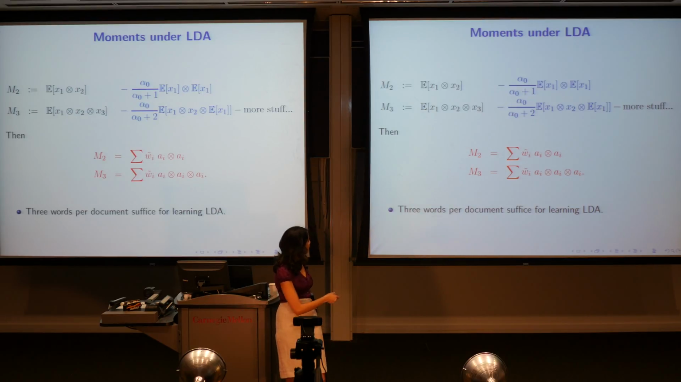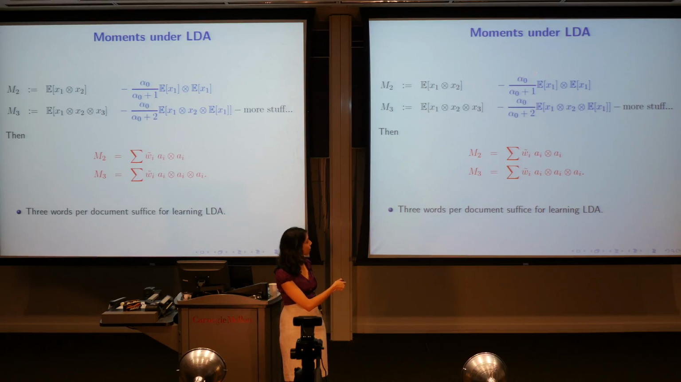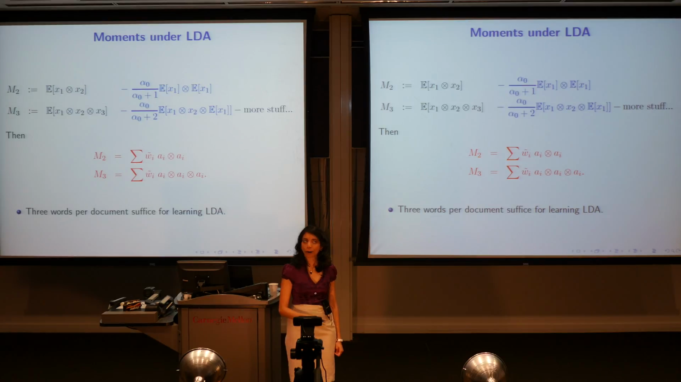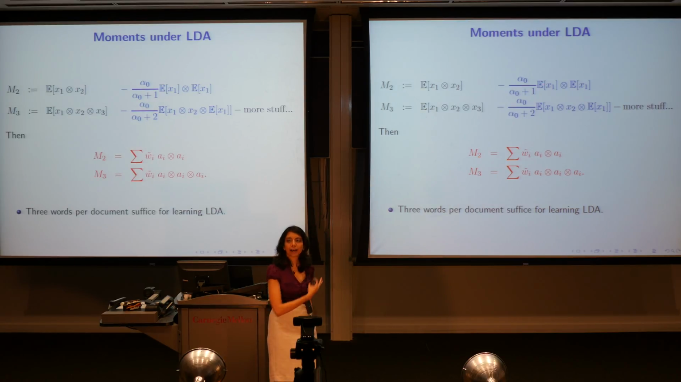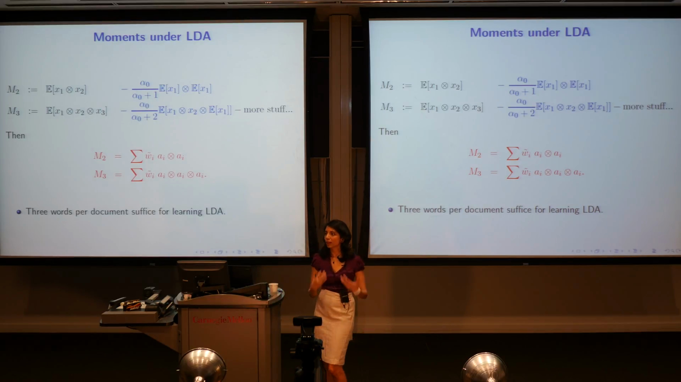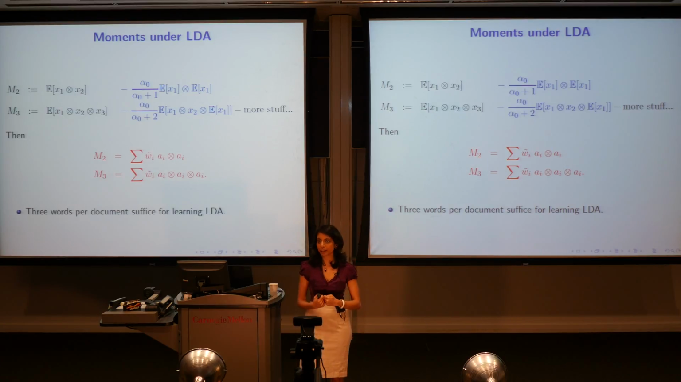And in the end, in expectation, these moments just correspond to bilinear and trilinear forms of the topic probability vectors, these A_i, which are the conditional probabilities of words given the topics. And you can see that if alpha 0 was just equal to 0, which is the single topic model, all these terms disappear. So we are back to the expression I showed yesterday. So today we can do some simple modifications and we can now learn a much richer class of models.